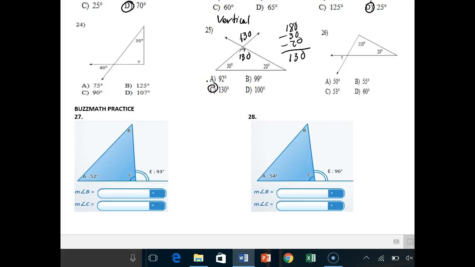I'll do a problem like 27 for you. It'd be first easiest to find C via this supplementary relationship by doing 180 minus 93. Notice we don't use that angle just yet. We're just trying to find C. So 180 minus 93 gives you 87. So that's what angle C is. So if this is 87, we can now find B because we know 2 out of the 3 angles in a triangle. And we know all 3 angles have to add up to 180. So this then will be 180 minus 52 minus the 87 that we found. And we'll get 41 degrees.